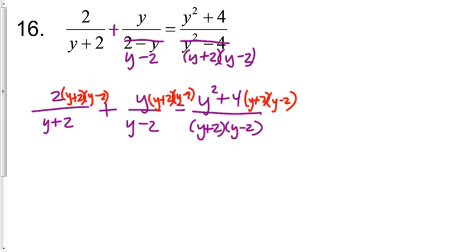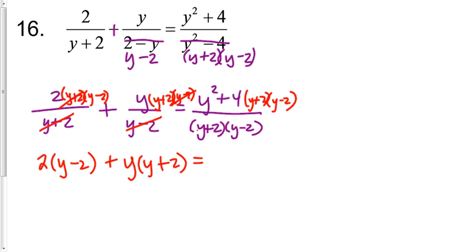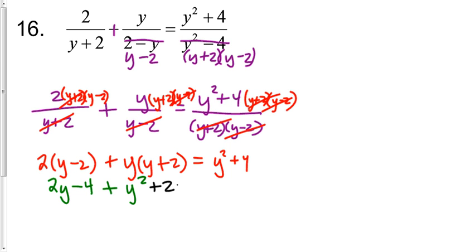All right, so in each fraction, we're going to cancel out the denominator. Y plus 2's cancel out, and I have 2 times y minus 2. Y minus 2's cancel out in this middle fraction, so I have y times y plus 2. And the y plus 2 and the y minus 2 both cancel out, so I have y squared plus 4. Okay, now we've got to solve this equation. So I'm going to distribute on the left: 2y minus 4 plus y squared plus 2y equals y squared plus 4. Sorry for switching colors.